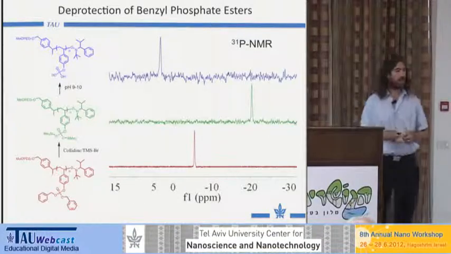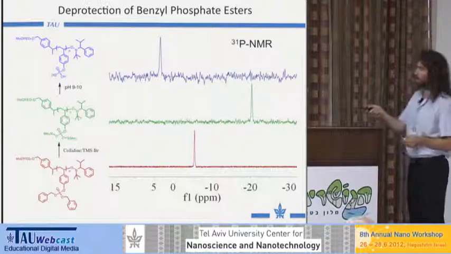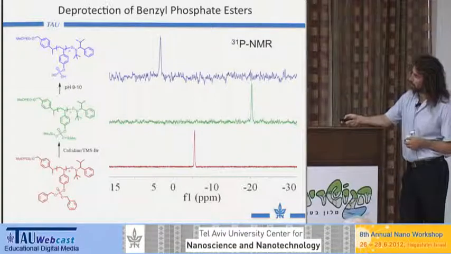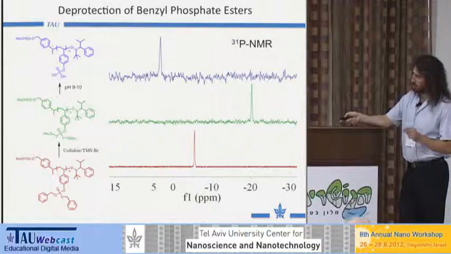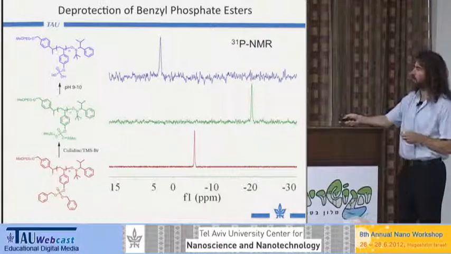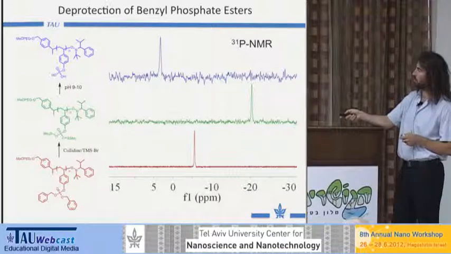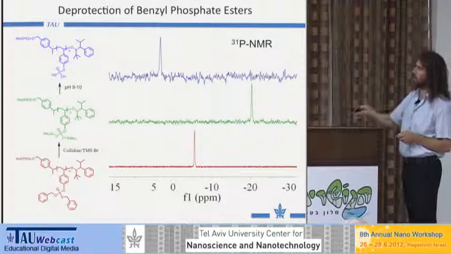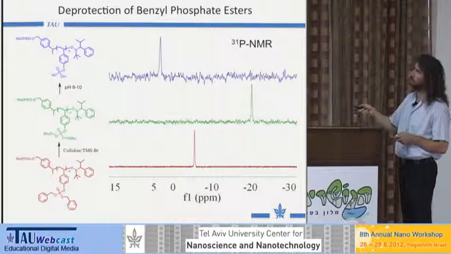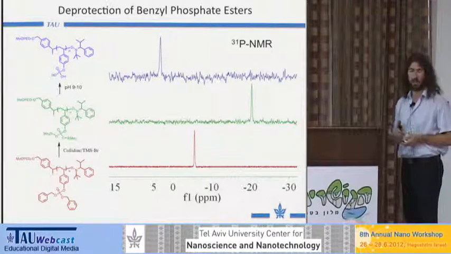We then deprotect the two benzyl groups. And I must say that this deprotection step almost killed the project. Initially, we had problems maintaining selectivity, deprotecting only the phosphate benzyl ester and not the benzyl ether between the two blocks. But eventually, we found that using a mixture of collidine and TMS bromide, followed by phosphorus NMR, you can see the peak of the phosphorus corresponding to the dibenzyl. Using collidine and TMS bromide, we generate the silyl ester in situ, which is then hydrolyzed very rapidly to the phosphate.